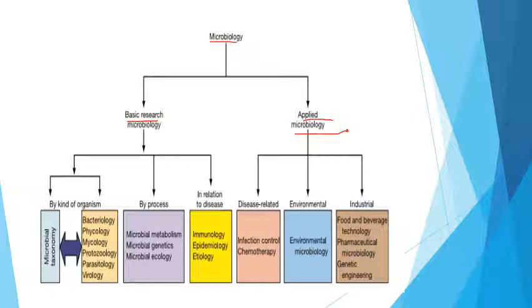Then we categorize further the basic research microbiology and applied microbiology into different forms. Here we have by kind of organisms, then by process, then in relation to different disease. So when we talk about the applied microbiology, we classify into disease related, then environment related, and in the end industrial related microbiology.